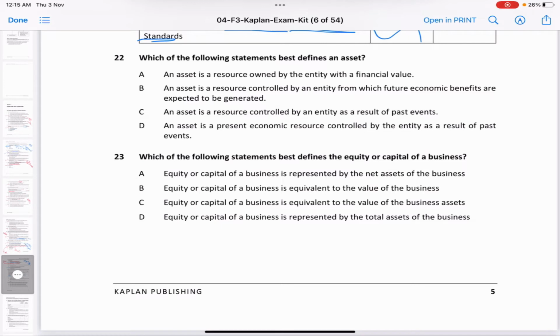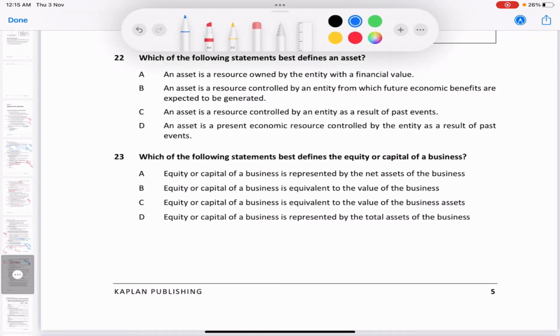Which of the following statements best defines an asset? What is the definition of an asset? If you can recall it. Result of past events. So D is the straightforward definition of an asset. No doubt in that. Which of the following statements best defines the equity or capital of a business?